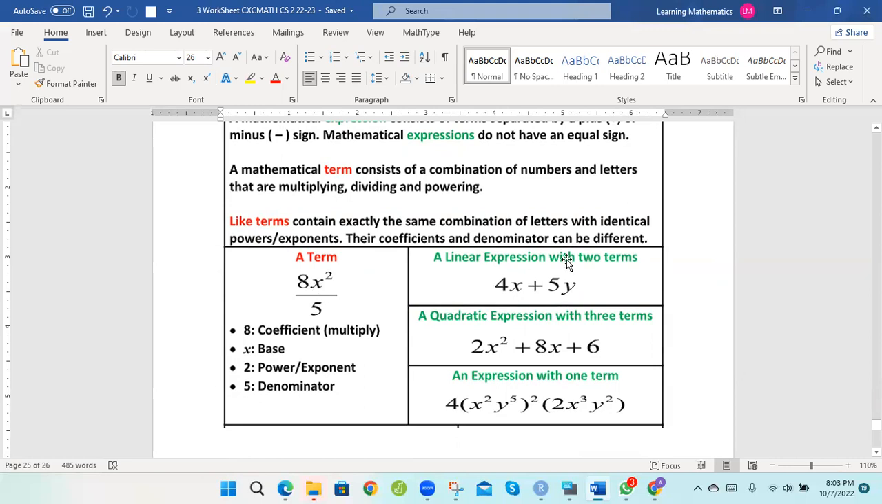Now you have a linear expression with 2 terms, 4x plus 4y. A quadratic expression with 3 terms, 2x squared plus 8x plus 6, for example. An expression with 1 term. All of that is one term because there is no plus or minus. Once there is no plus or minus, it's 1 term. The plus and minus separate the terms. So this has 3 terms, 1, 2, 3. This has 2 terms, but this is 1 term because only multiplication and powering is happening there.